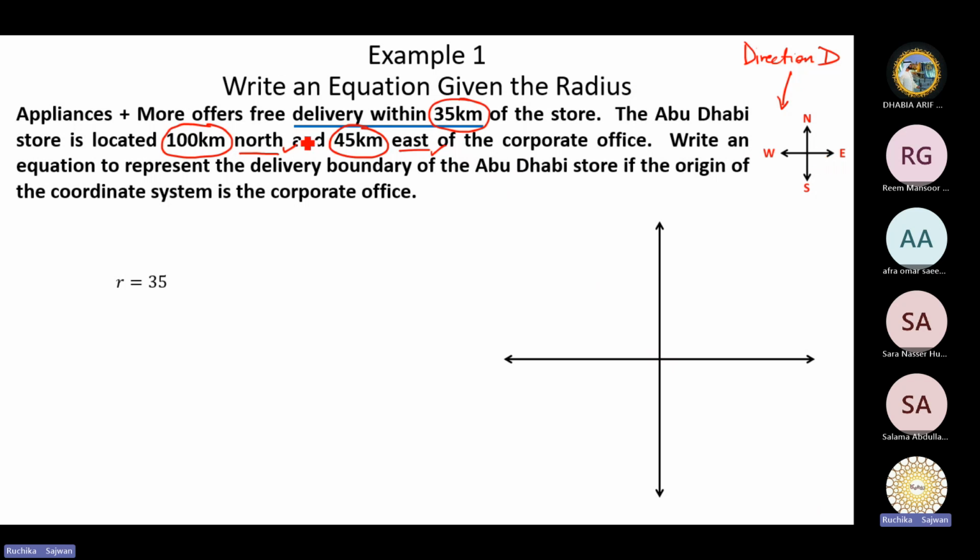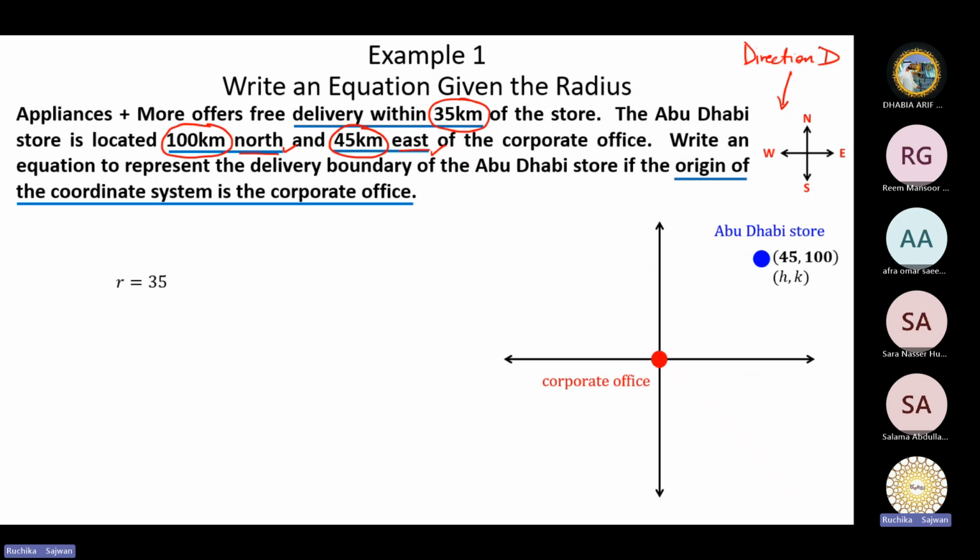Why did I draw this? Because if you see here, it says 100 kilometers north. So can I say I will go up 100 kilometers first, and then I will go to the right 45 kilometers so that we can get the center coordinate. This dot in the center origin is the corporate office. From here, we are going up 100 kilometers, as you can see in the animation, and then we go right 45 kilometers. So this is the blue dot which represents the center or the location of the Abu Dhabi store.